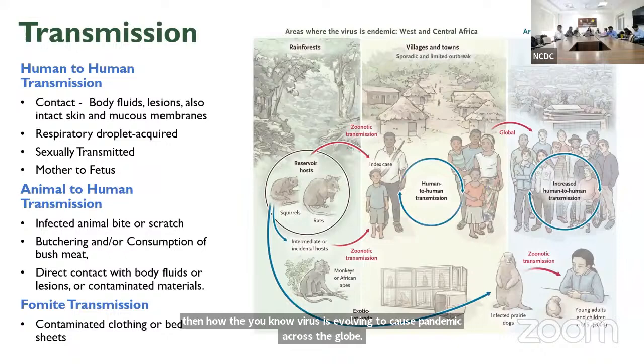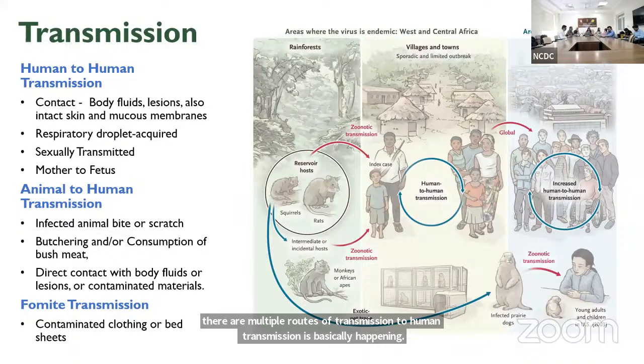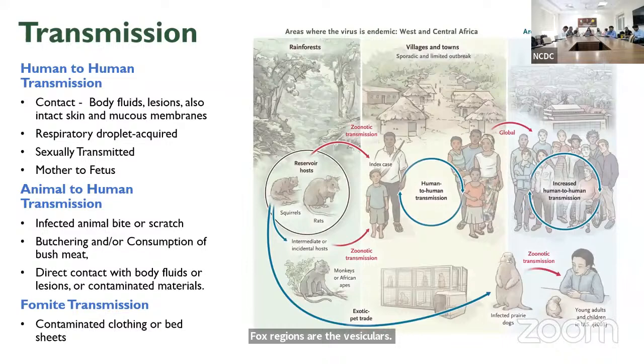Human-to-human transmission is basically happening due to contact with body fluids, pox lesions or the vesicular rashes, and there is also limited evidence through intact skin and mucous membranes. There have been certain studies claiming that it is a respiratory droplet acquired infection. Sexual transmission has good proof of concept because the outbreak in 2022 happened in men having sex with men, and mother-to-fetus transmission has limited evidence too.